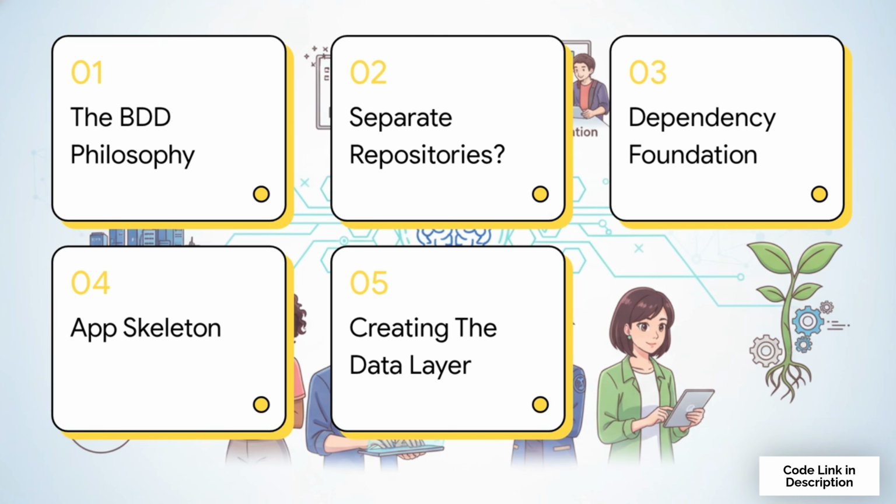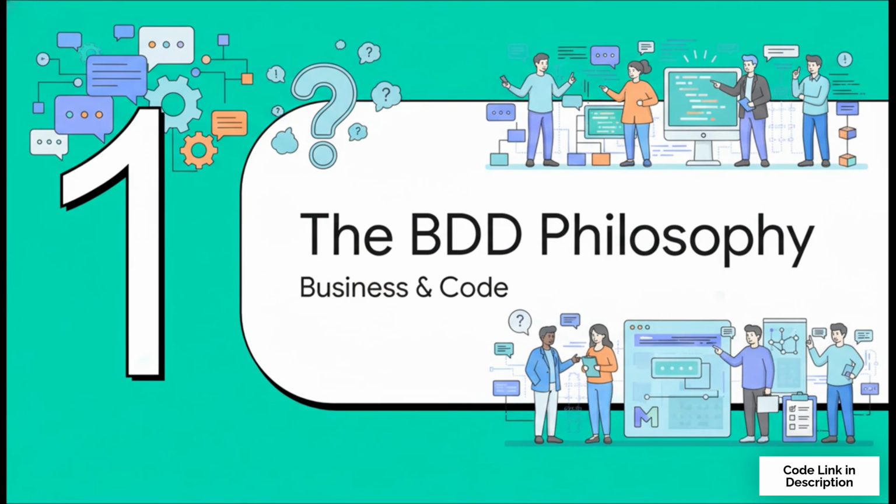We'll kick things off by talking about the core philosophy of BDD. Then, we'll dive into a really key architectural decision, why we're separating our application and test code. After that, we're going to get hands-on, setting up our project dependencies, building the application skeleton, and finally, creating the data layer.